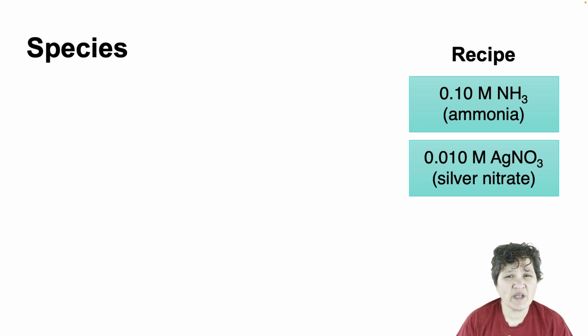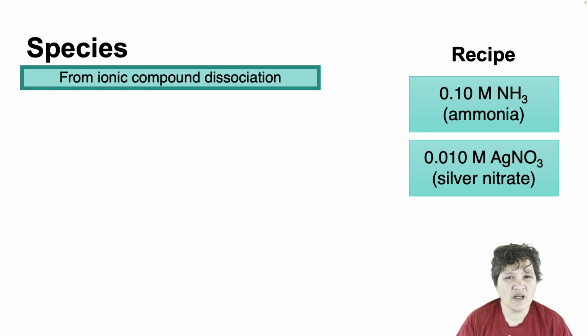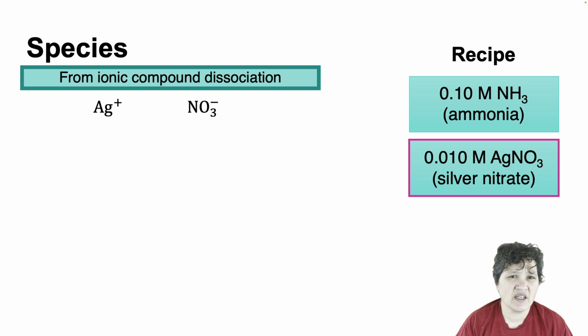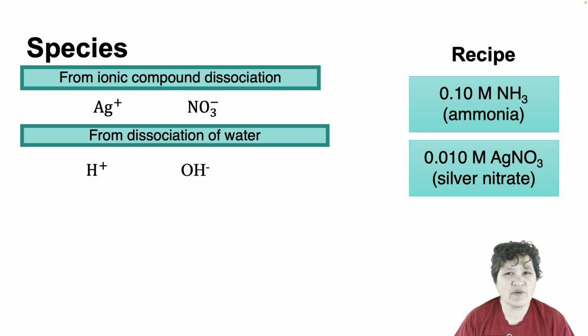What species we have depends on what reactions happen in our system. First, let's think about what we get from ionic compound dissociation. Normally, we'd also think about strong acid dissociation at this time, but we don't have any strong acids here. So in this case, it's just going to be silver nitrate dissociating. We're going to end up with Ag+ and nitrate, NO3-. Next, from the dissociation of water, we're going to get H+ and OH- as always.